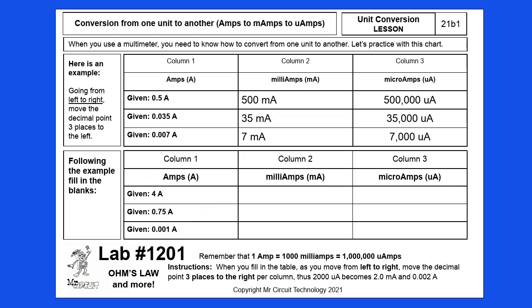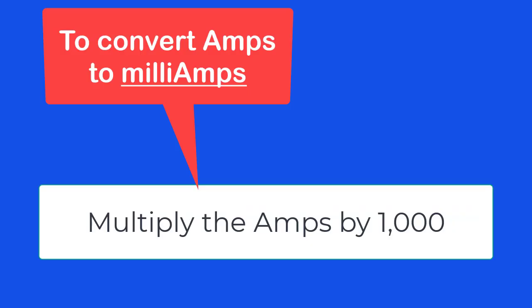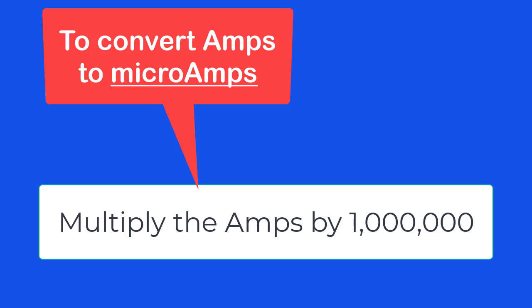First of all, in electronics, we're generally working with small amounts of current. An amp is equal to 1,000 milliamps. An amp is also equal to 1,000,000 microamps. To convert amps to milliamps, you multiply the amps by 1,000. To convert amps to microamps, you multiply the amps by 1,000,000.